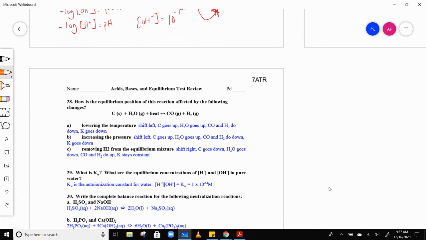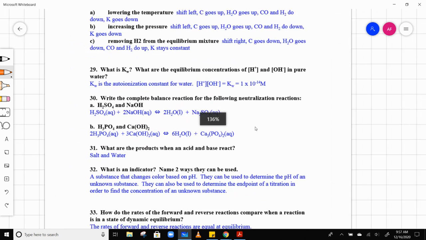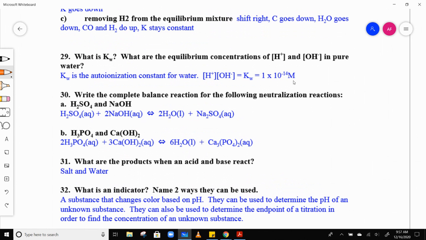There is another practice problem here, but it's the same kind of thing, so I'm not going to go over that one. Kw, again, is the autoionization constant. It's always the same. It's always this number, 1 times 10 to the negative 14. It never changes. These two will always multiply to give you this. So if you have one of them, you can find the other.